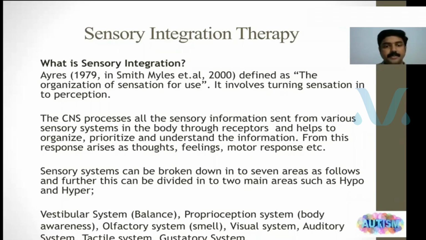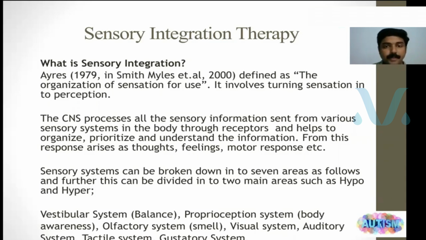And sensory systems can be broken down into 7 areas: the vestibular system, proprioception system, olfactory system. Proprioception is body movement or body awareness. And then the visual system, auditory system, tactile system, and gustatory system. These are the 7 systems considered under sensory integration. And these 7 systems are divided into 2: hypo as well as hyper. Hypo means less sensation; they are less sensitive to the sensory stimulus. Hyper means they are more sensitive; they may be hypersensitive towards a sensory stimulus. That is called hyposensitivity as well as hypersensitivity.